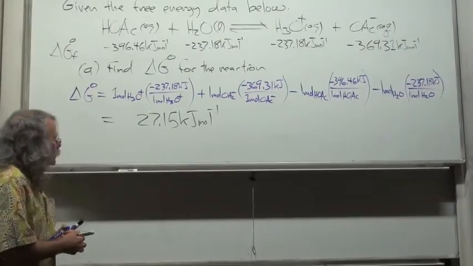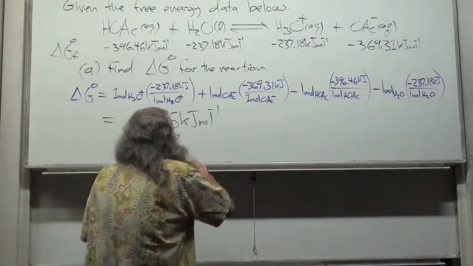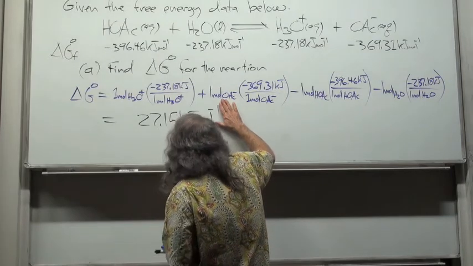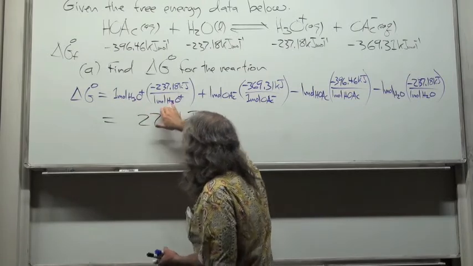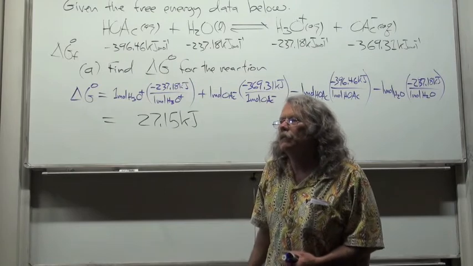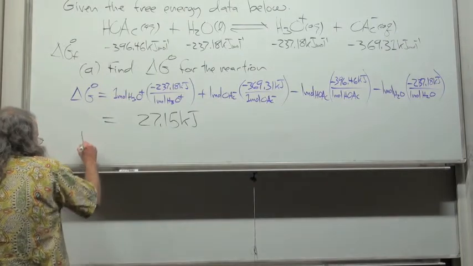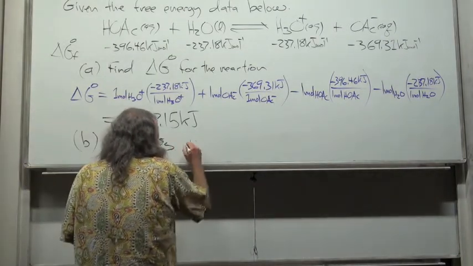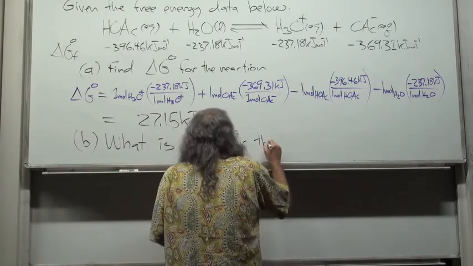Since we're short, isn't it just kilojoules? Yeah, you're right. Although it would be kilojoules per mole, because the moles cancel. Oh, yeah, it's just kilojoules. You're absolutely right. Okay. So now, part B. What is pK for the reaction?